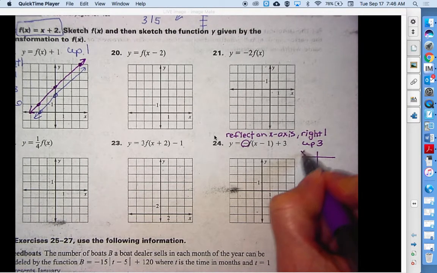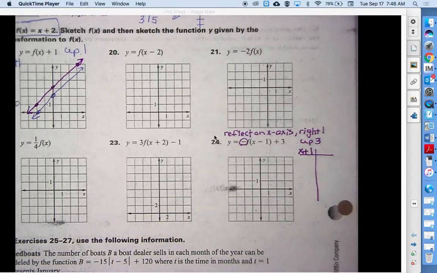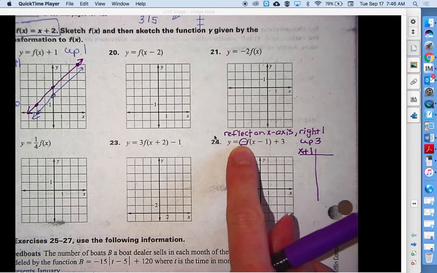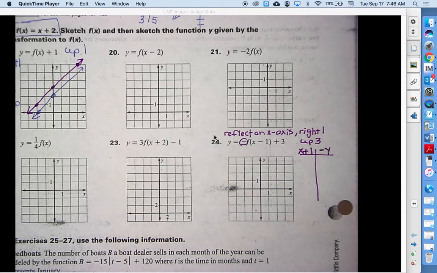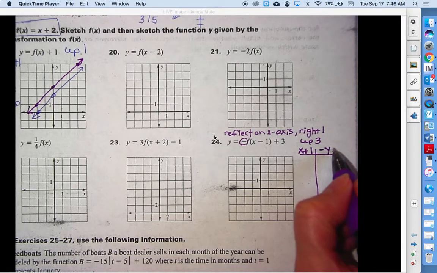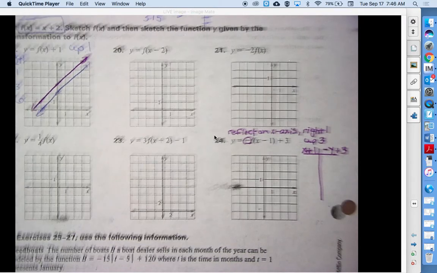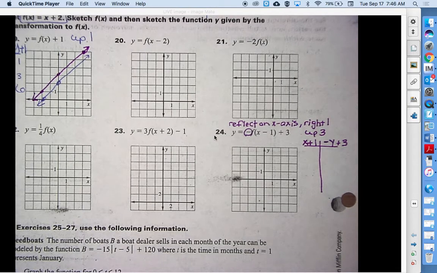Right 1 means my values for x are going to increase by 1. So any x value, I would add 1. And then he said it's reflecting on the x-axis and it's moving up 3. So there's a negative sign in front. That means there has to be a negative sign with the y, because f of x and y are interchangeable. They mean the same thing. Y is f of x. F of x is y. So we have a negative y, and then we would add 3. So you're making the y values negative, and then you're adding 3 to the graph.